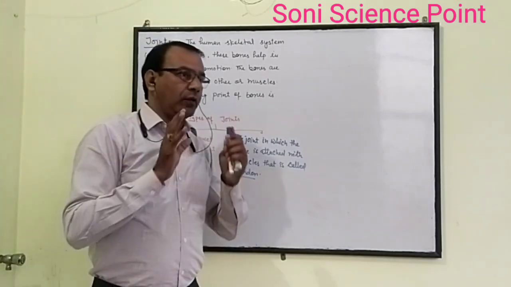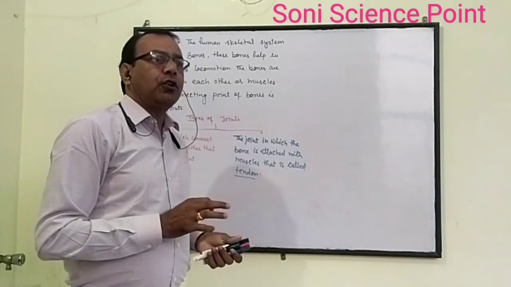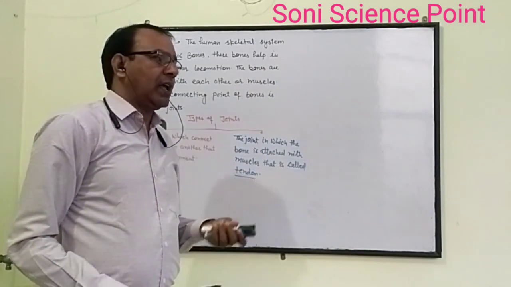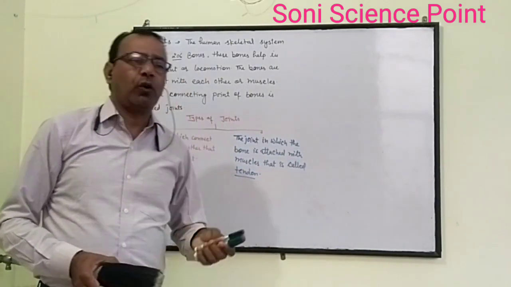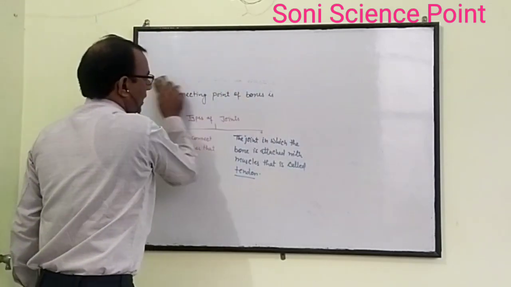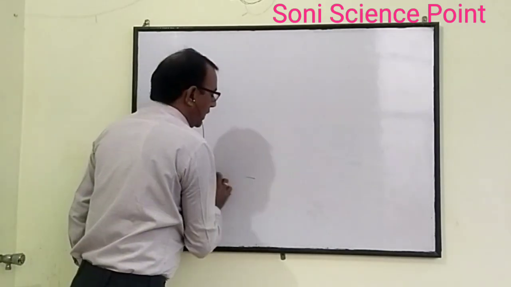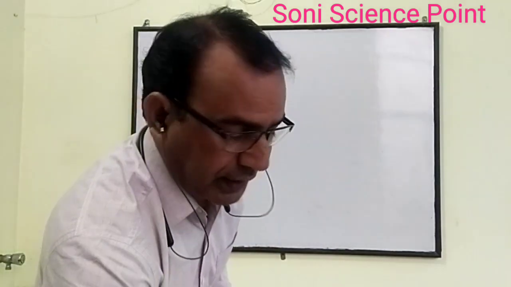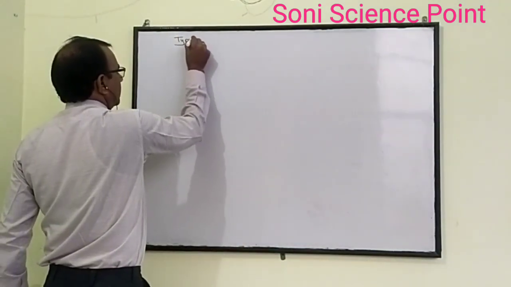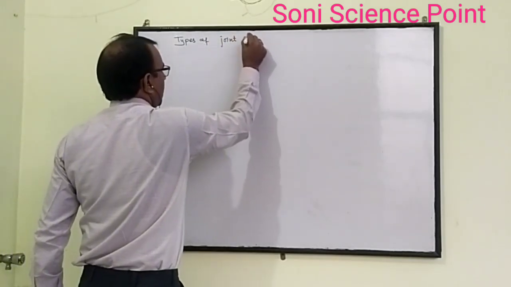But initially, we can say that there are three types of joints found in the human body. How do the muscles connect with the bones, or bone to bone? Those three types of joints are fibrous joint, cartilaginous joint, and synovial joint. Types of joint in the human body.